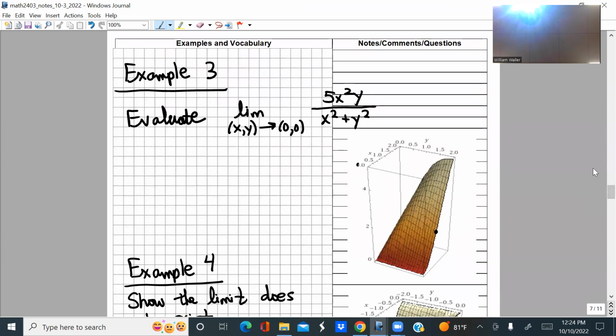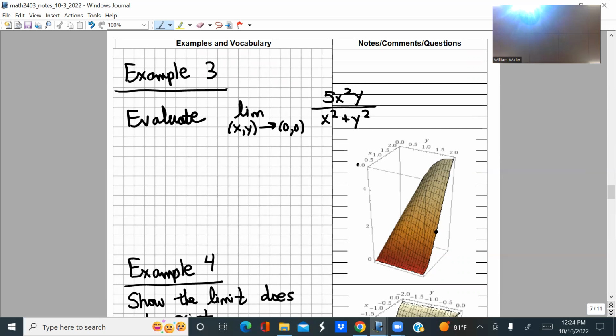All right, now this is the one where I have the graph. So let's see if we can figure this one out. This one's tough to figure out. So this is not quite the same as example 1, okay?